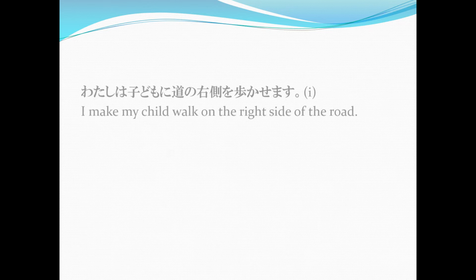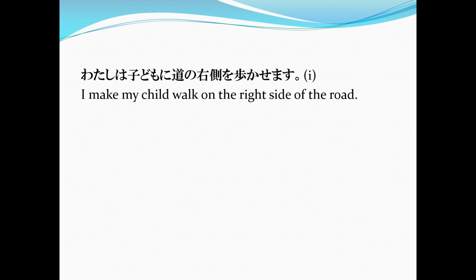Now, when an intransitive verb with a noun, place, o is used in the sentence, the subject of the action is indicated with ni, as shown in this example. Watashi wa kodomo ni michi no migigawa o arukasemasu. Or I make my child walk on the right side of the road. Again, watashi wa kodomo ni michi no migigawa o arukasemasu.